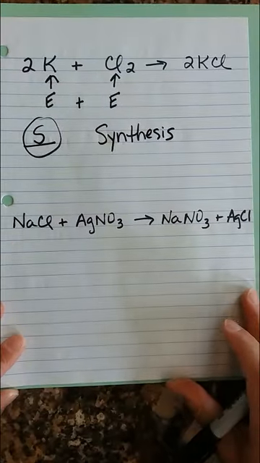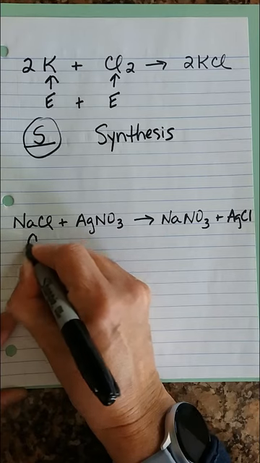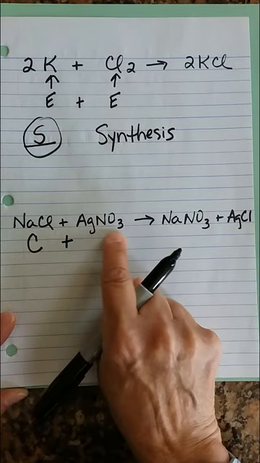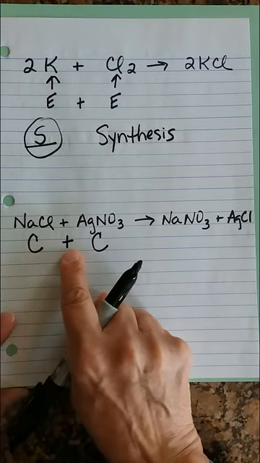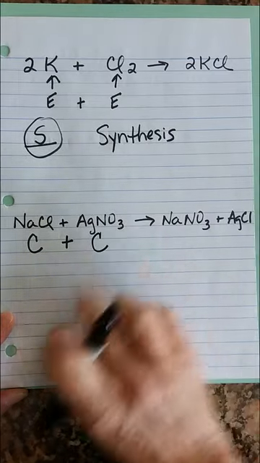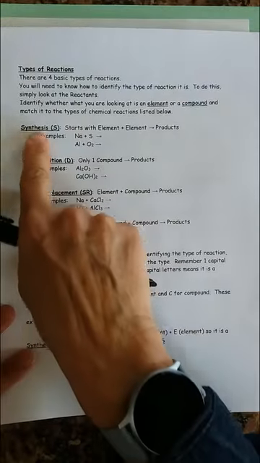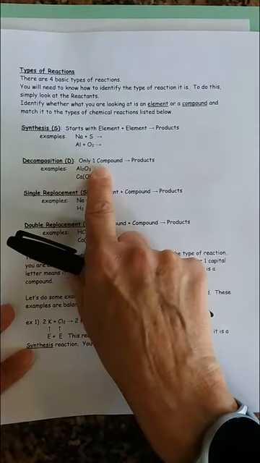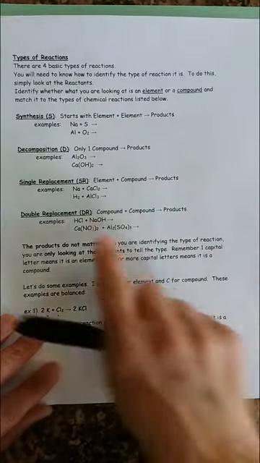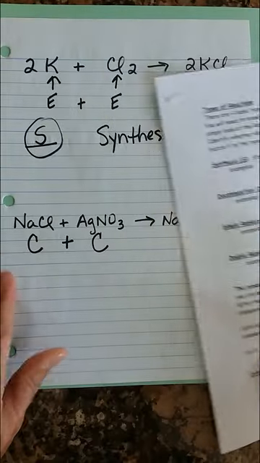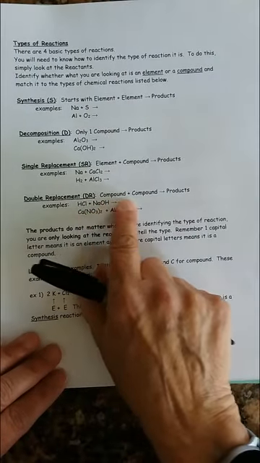For the second example, I have NaCl, element or compound. This would be a compound, right? Plus element or compound. This would also be a compound. So I have compound plus compound. I'm not looking here. Compound plus compound. So I go back to my types of reactions. Here they are. Element plus element. Nope. Only one compound. Do I have only one? No, I have a plus sign, so it can't be that one. Here I have element plus compound. That's not element plus compound. That's compound plus compound. So then that must be this one, compound plus compound.